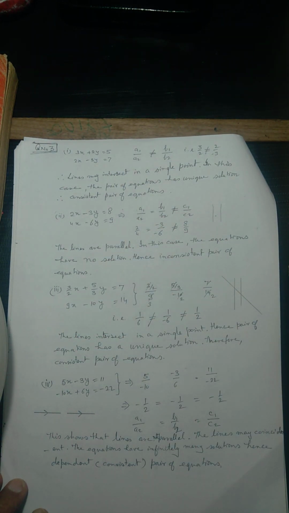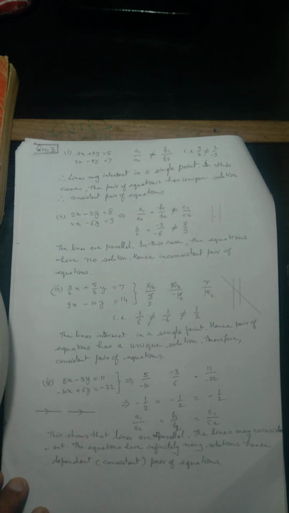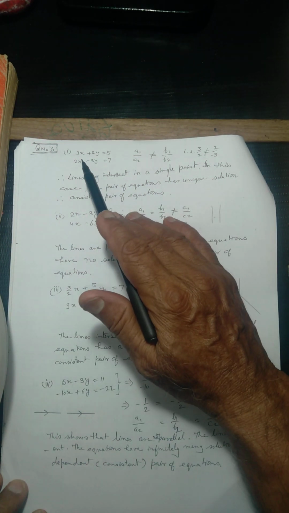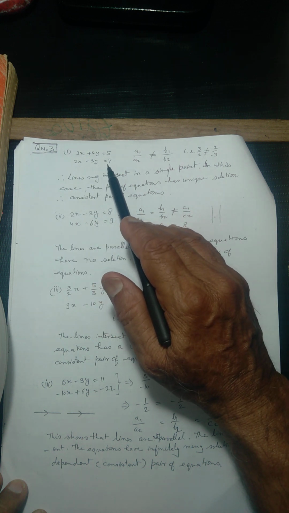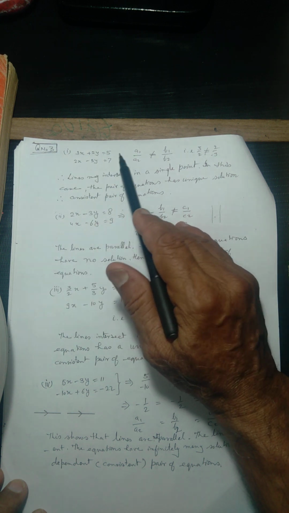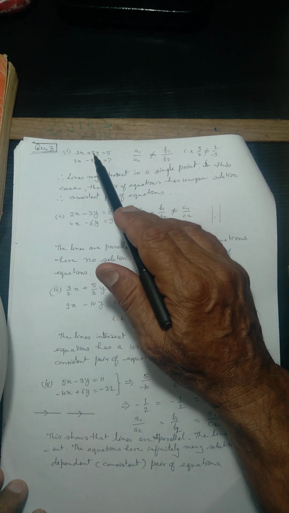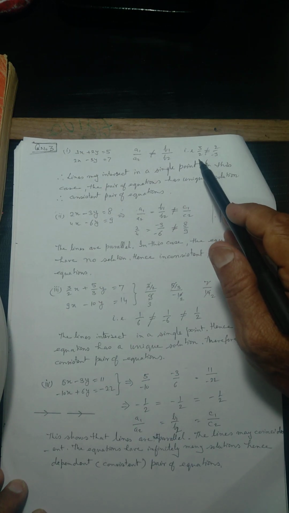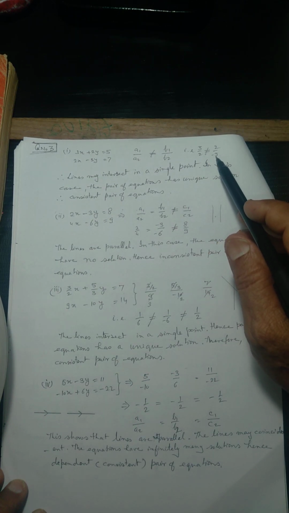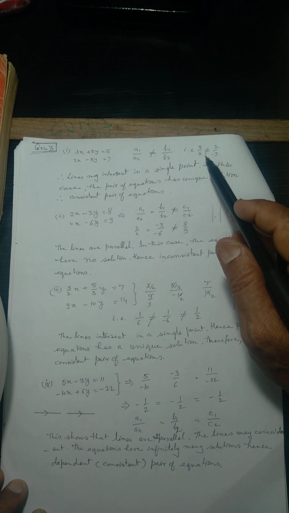On comparing the ratios a1 by a2, b1 by b2 and c1 by c2, find out whether the following pairs of linear equations are consistent or inconsistent. Is it 3x plus 2y equal to 5, 2x minus 3y equal to 7? Here we find that a1 by a2 and b1 by b2 are not equal. You see, 3 by 2 is not equal to 2 by minus 3.